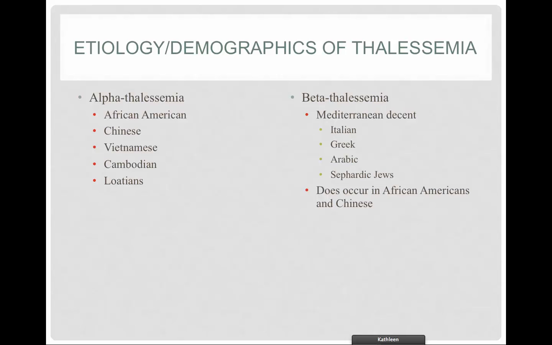So demographics of thalassemia, there's patients that have higher incidence of thalassemia, and they're on here. Laotians, who are from Southeast Asia, if you've never heard of that. European Jews settling in Spain and Portugal are at higher risk as well for beta thalassemia, and it does occur in African Americans and Chinese.